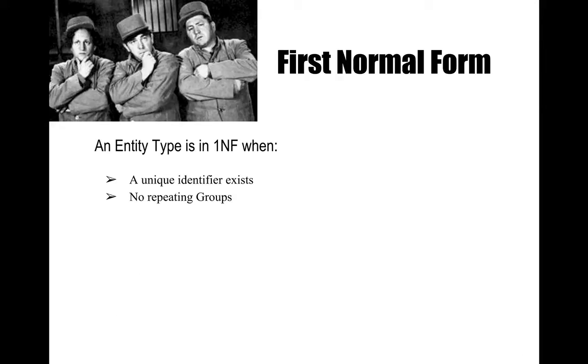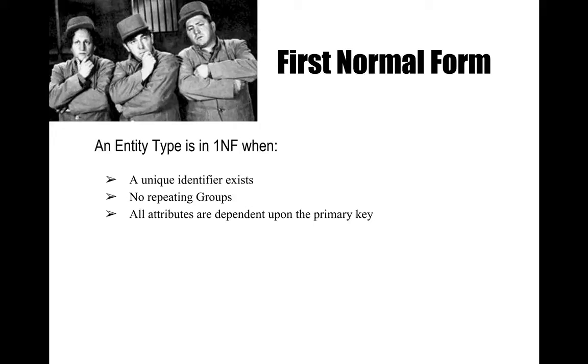Okay? A unique identifier exists means that there's a primary key. Please keep in mind that a primary key does not mean it's one attribute or one column in an entity. Basically, what it means is that you can have more than one attribute be a primary key, and then all the attributes depend upon that primary key. Because you have a primary key, you have no repeating groups.